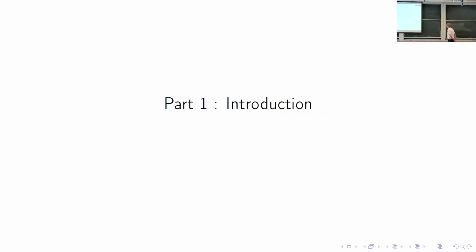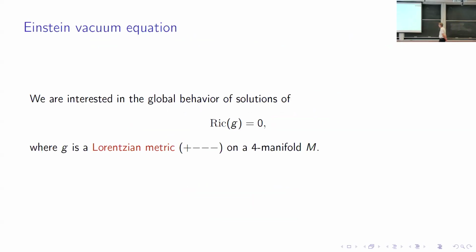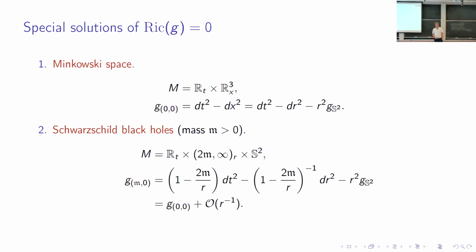So we are interested in the Einstein vacuum equation, and my signature will be plus minus minus minus, for a four-manifold. Of course, we all know these solutions: Minkowski space and the Schwarzschild metric. These, of course, you all know and have been introduced by Michalis too. The important point is that this is a 1/r perturbation of Minkowski space. So this will be important later on.